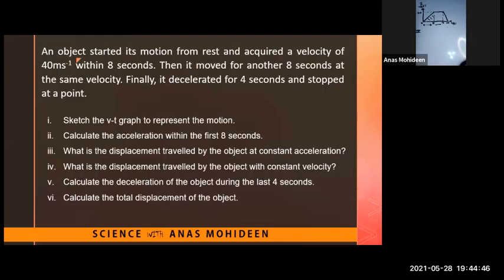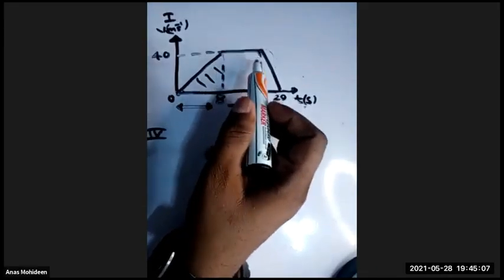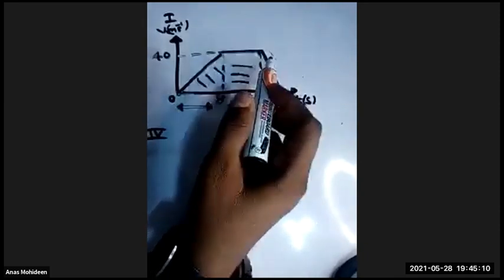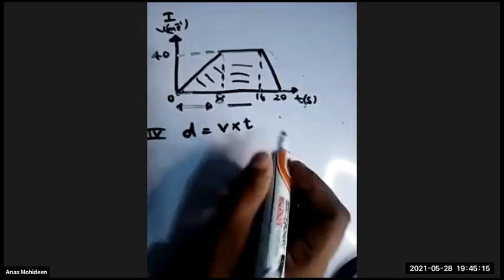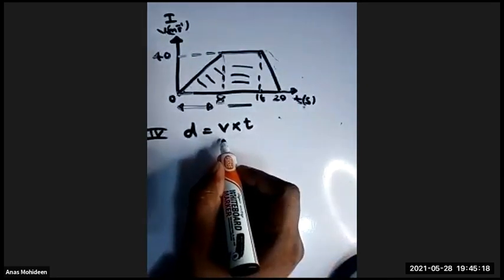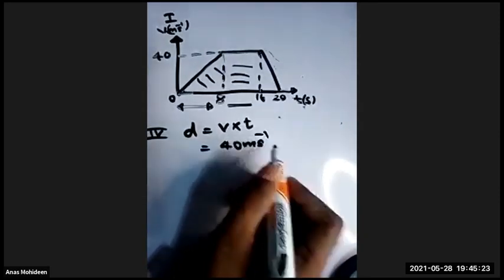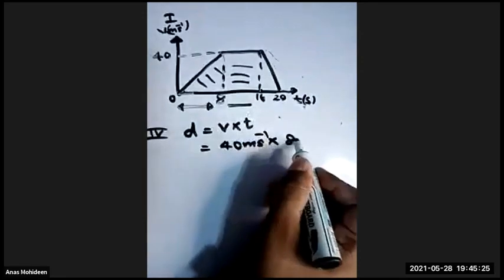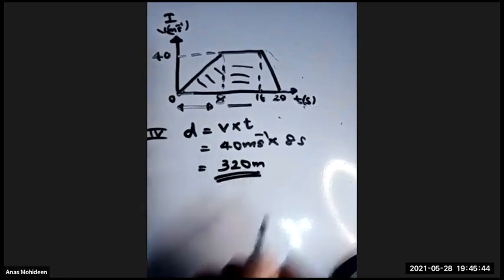Next is question number 4. What is the displacement traveled by the object with constant velocity? During the first 8 seconds, it was uniform acceleration. In the second 8 seconds, it is uniform velocity, the same velocity it's traveling. So the displacement is directly velocity times time. You don't need to find the mean velocity because only one velocity applies: 40 m/s times the time taken, 8 seconds. So 40 times 8 is 320 meters.